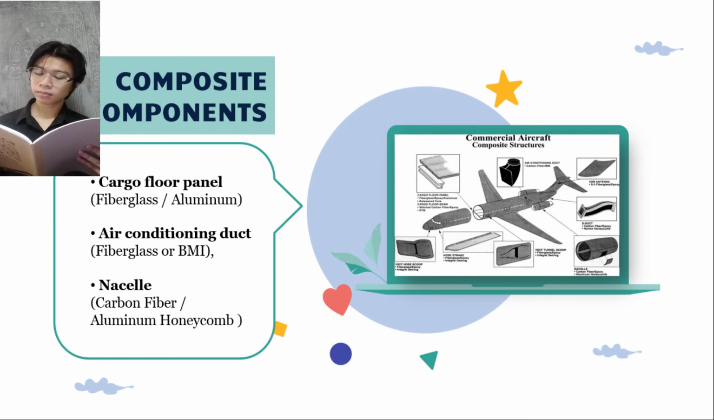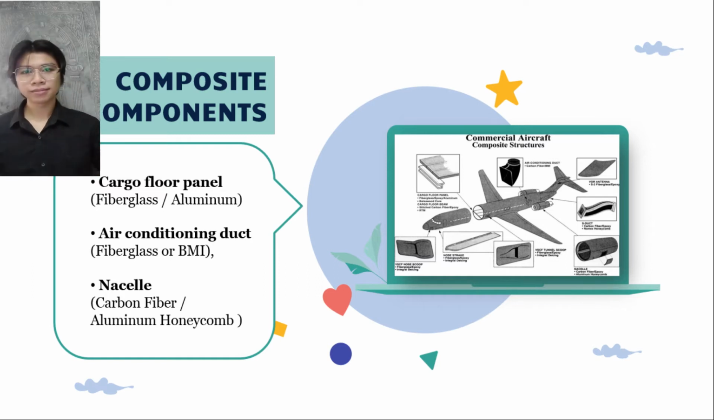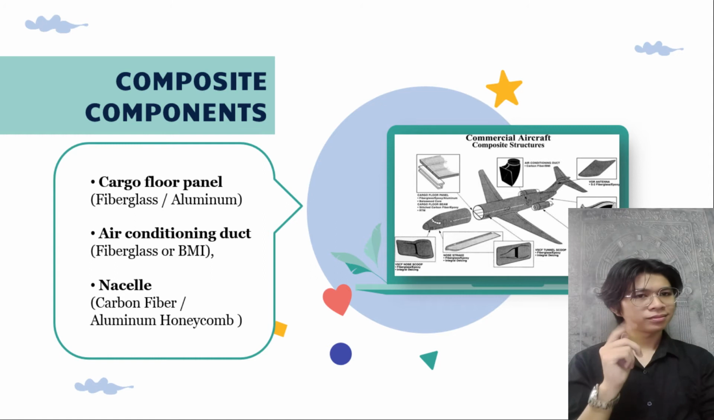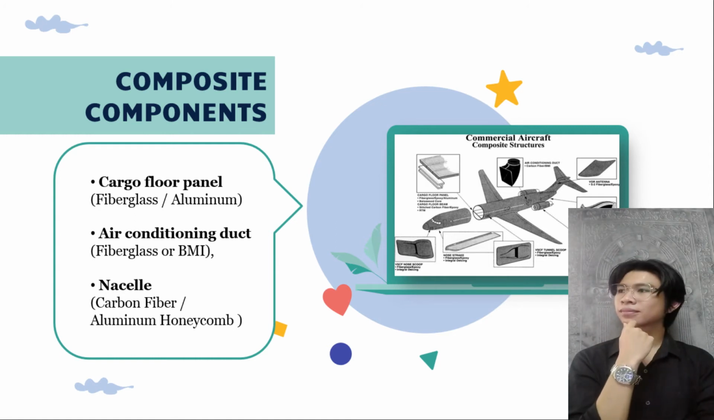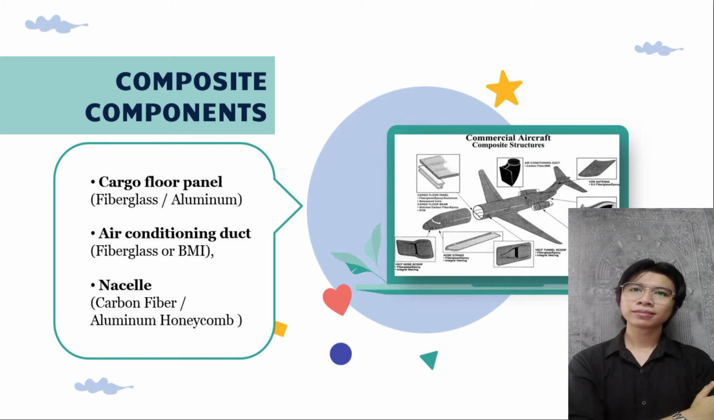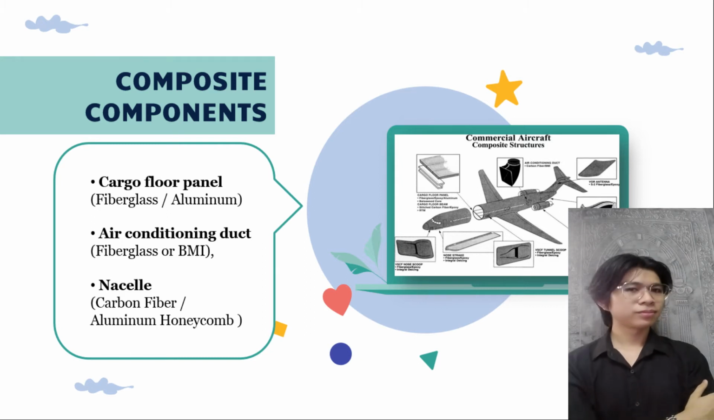Moving on to the composites component. Now, passenger aircraft such as the Boeing 747 and 767 use composite parts to lower the weight, increase the payload, and increase the fuel efficiency. The components made of composite for such aircraft are shown in the slides. For example, the cargo floor panel made of fiberglass or aluminum, the air conditioning duct made of fiberglass or BMI, and the nacelle, which is made of carbon fiber or aluminum honeycomb.